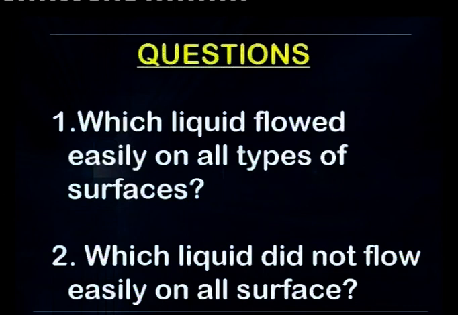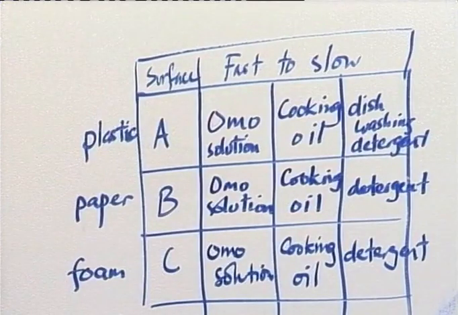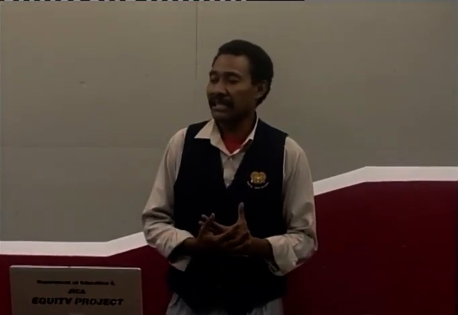Which liquid did not flow easily on all surfaces? Now we can see this easily. The liquid that did not flow easily is the detergent, which did not flow easily, and there are some reasons why. But there was some sort of friction taking place that you could see that some liquids would flow fast while others take their time, flow very slowly because of the surface they contact with, that makes the difference.